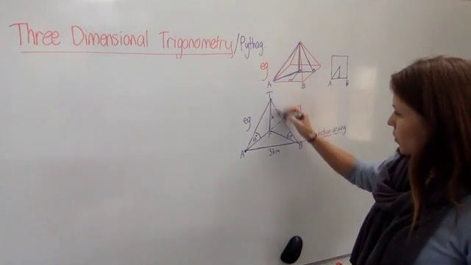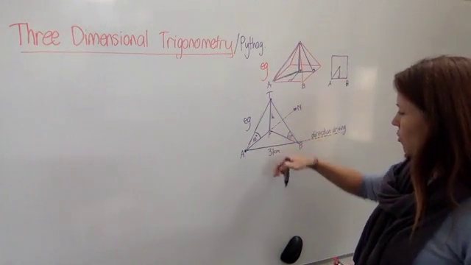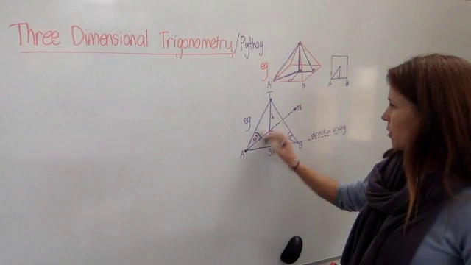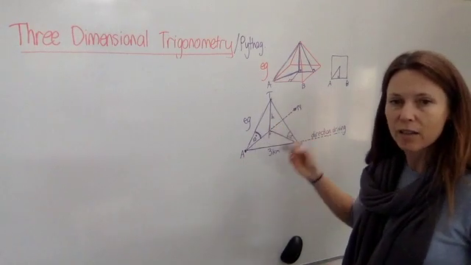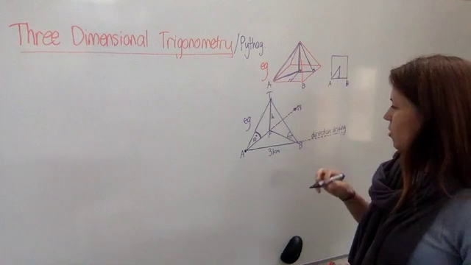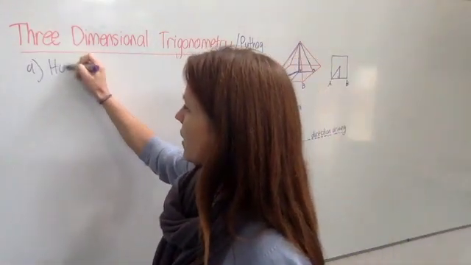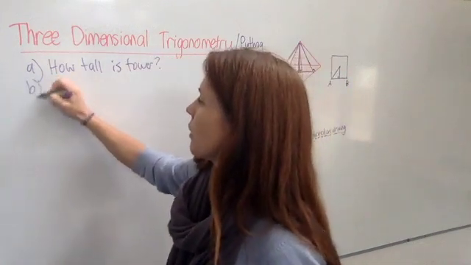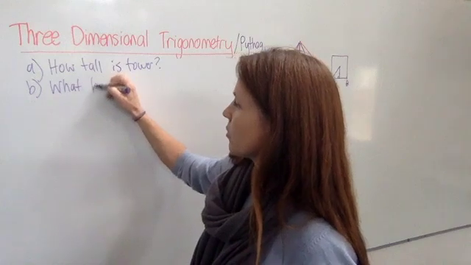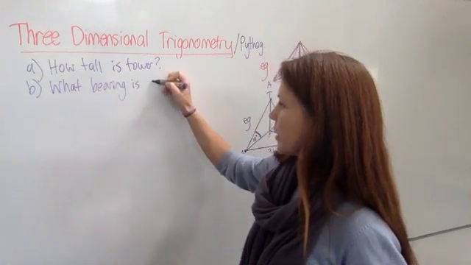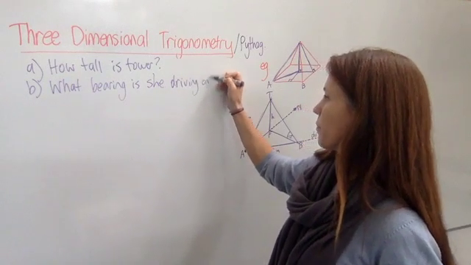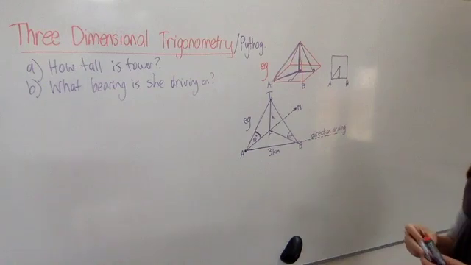So we've sort of got a tetrahedron here. If we imagine the plan view, we've got north here because when the question says that when she was looking at the tower originally and saw the 10-degree angle of elevation, she was driving north. And so the questions say, A, how tall is the tower? And B, what bearing is she travelling on? What bearing is she driving on?